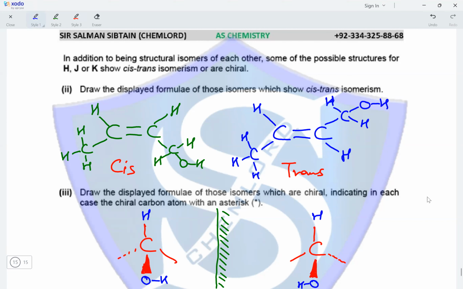Then we would have CH double bonded CH2. If placed on the right of the first optical isomer, it will be placed on the left of the second optical isomer. And then we are left with a CH3 group. So on the first isomer, the CH3 group is placed on the left, and on the second isomer, the CH3 group is placed on the right, resulting in the formation of two optical isomers having a chiral center or a chiral carbon atom marked with an asterisk.